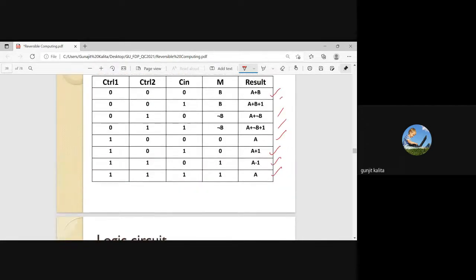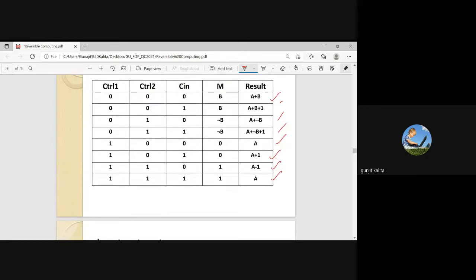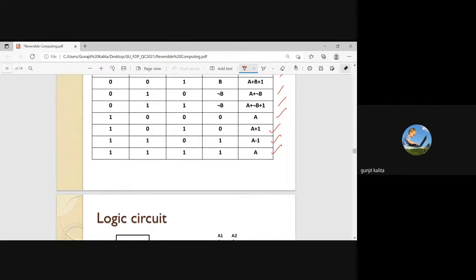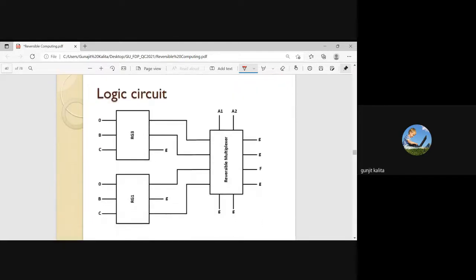So this particular arithmetic circuit can perform all these 8 operations. Two are the same operation, but still, because the control signal will be different, it counts separately. In the control signal 1, 1, 1, a transfer operation will be there. In this control signal also, a transfer operation will be there.